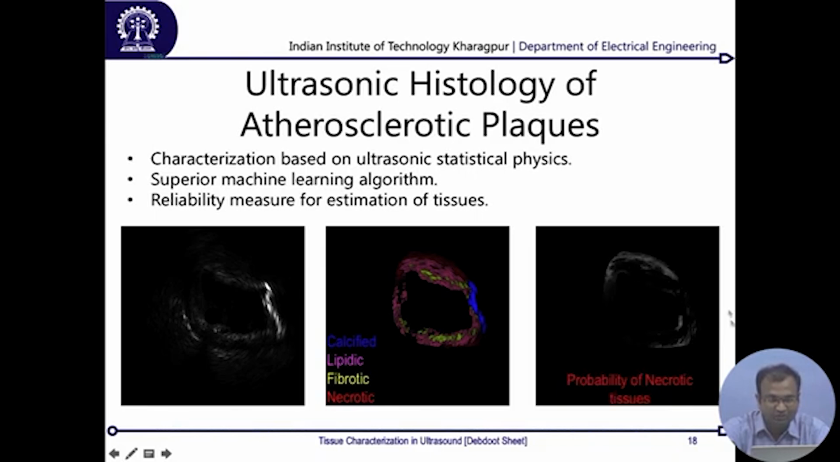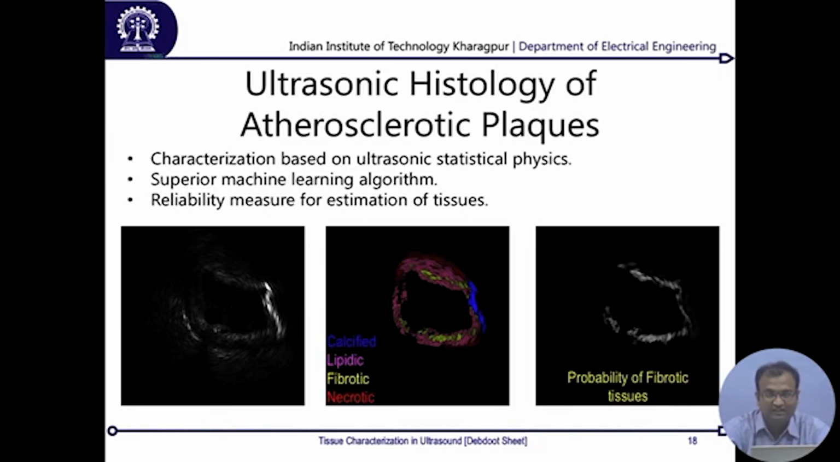Now this is the probability of getting necrotic tissue, and this is the probability of finding lipidic tissue. If you carefully look between both of them, since necrosis is a later stage of lipidic, they need to coexist in some way, and you can see this coexistential probability quite distinctly coming down over here.